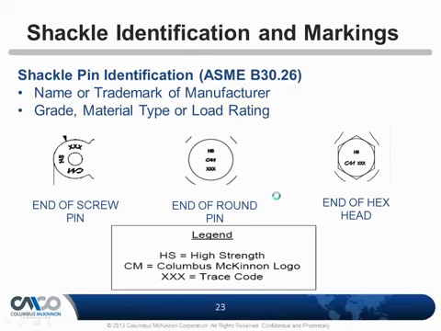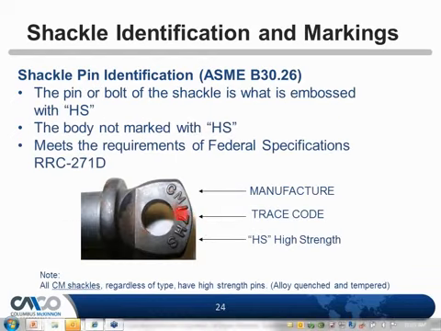So all those markings mean something. Here you can see CM, which is, of course, Columbus McKinnon, has a trace code, and HS for high strength. Again, that's important.